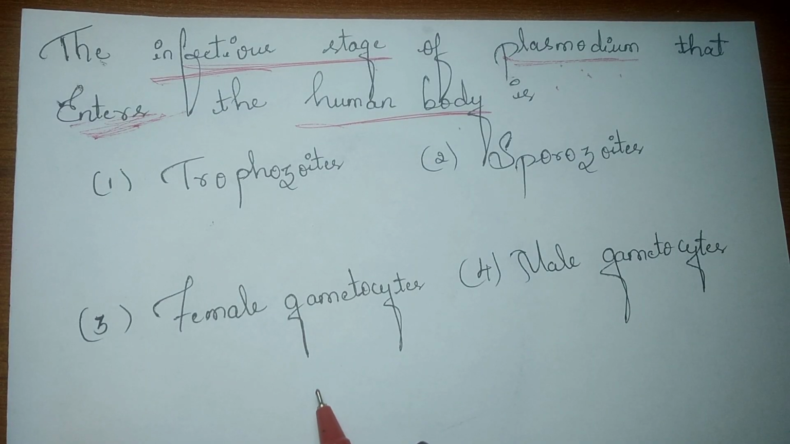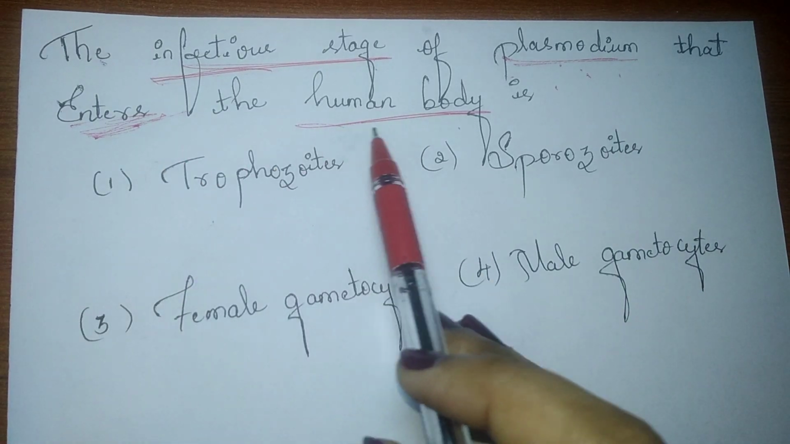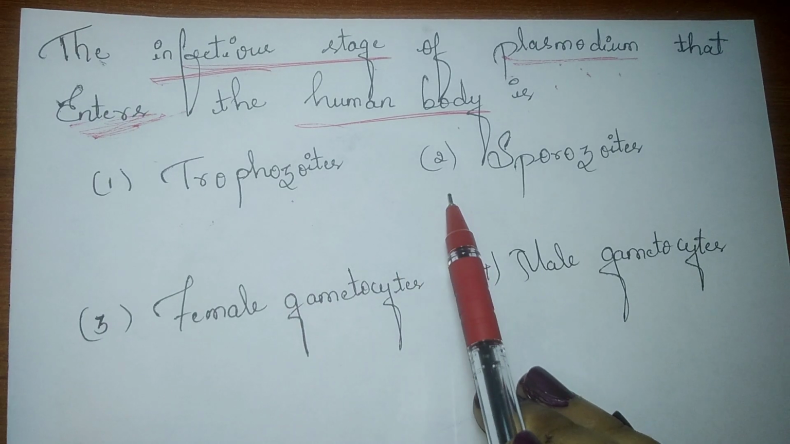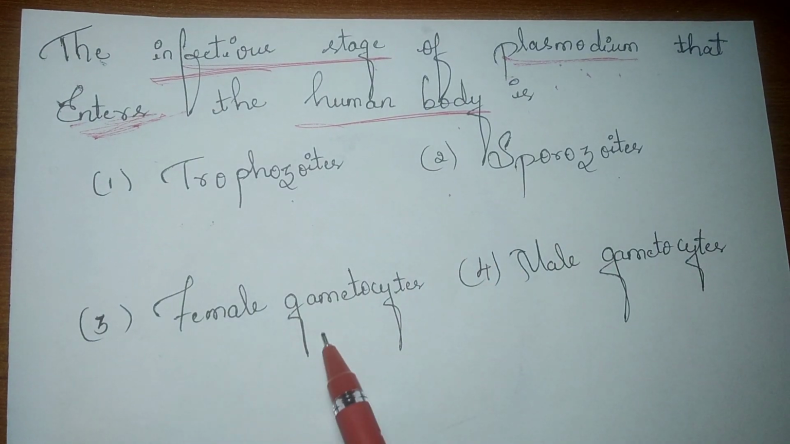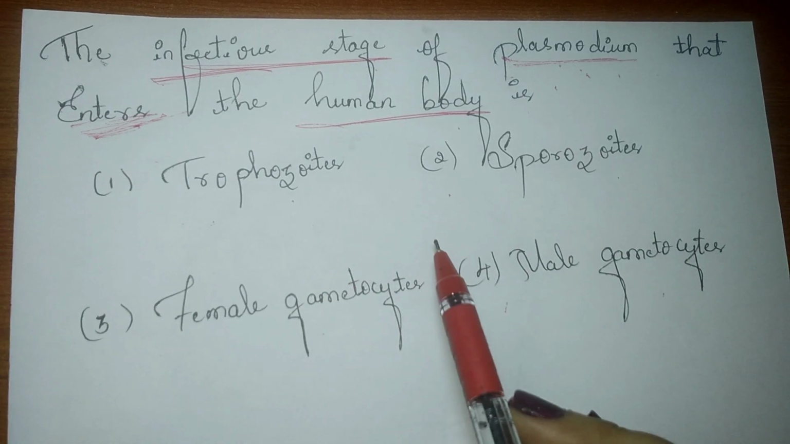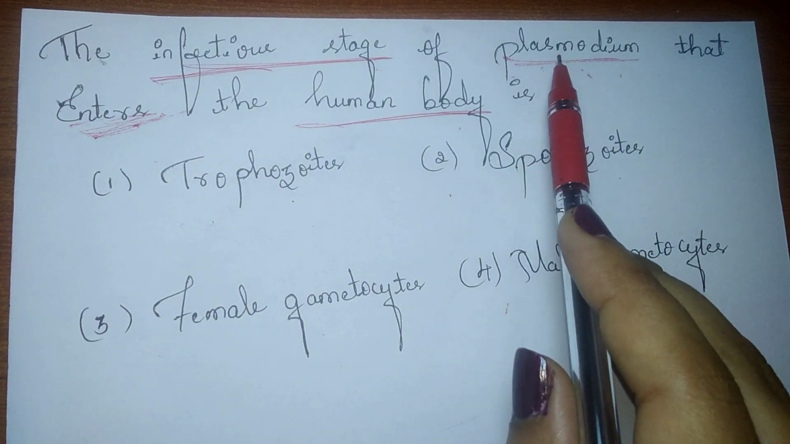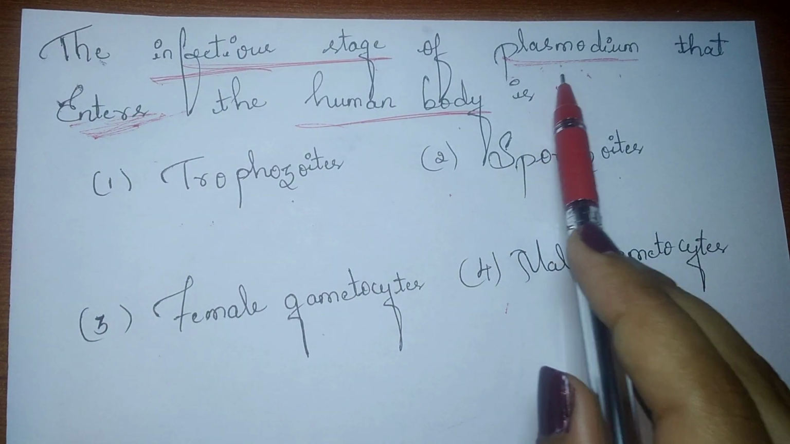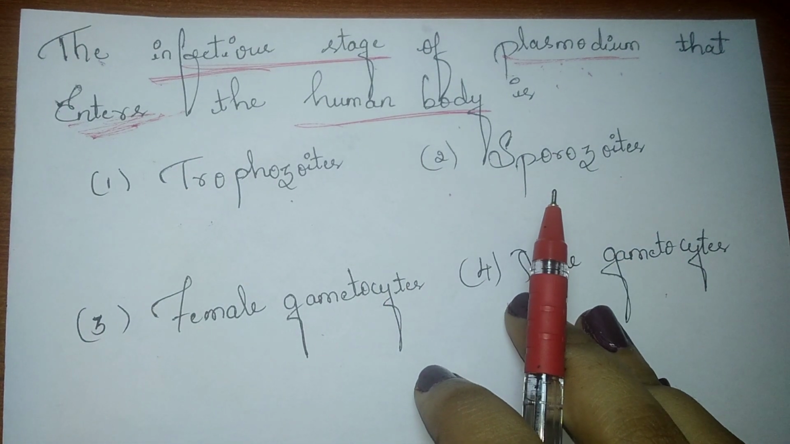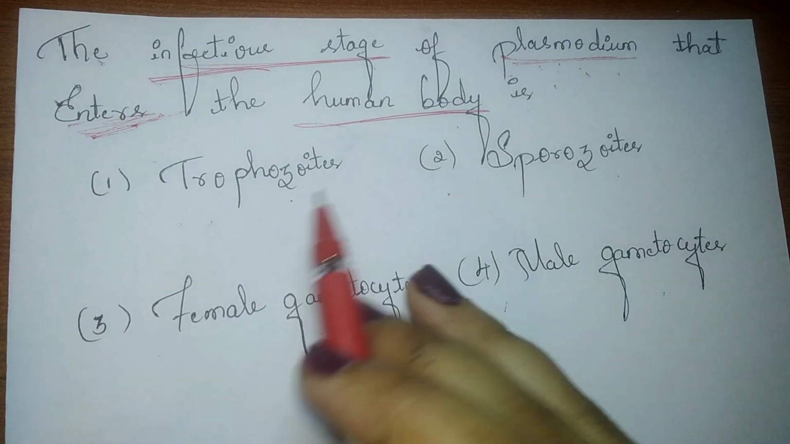The next question is, the infectious stage of plasmodium that enters the human body is: Option 1, trophozoites. Option 2, sporozoites. Option 3, female gametocyte. Option 4, male gametocyte. Here we need to choose the infectious stage of plasmodium. Plasmodium is a protozoan that causes malaria. How is malaria caused? It is caused by the bite of the female Anopheles mosquito, right? So we need to choose the infectious stage of this plasmodium. Here they have given 4 options.